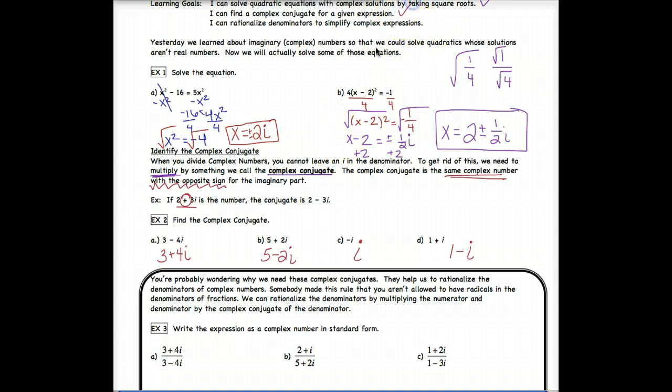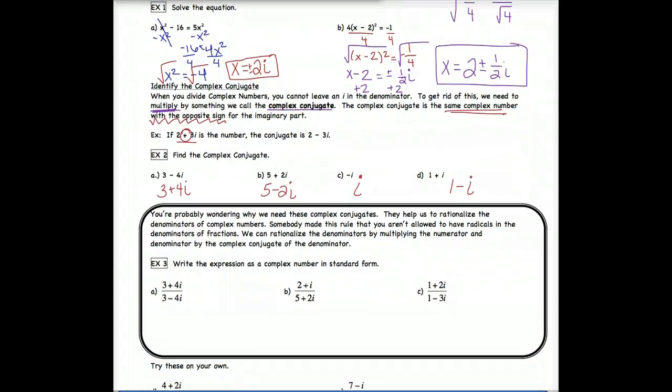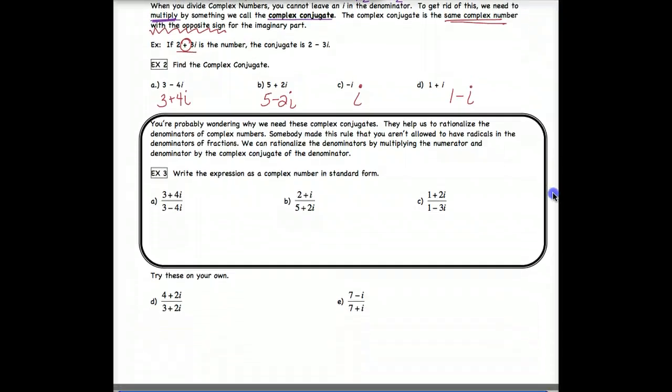So that's our second learning goal. Hopefully now we can find a complex conjugate. Last goal is to be able to rationalize denominators so that we can simplify those complex expressions. So now that we know how to find a complex conjugate, we need to use that. They help us to rationalize the denominators. So we're going to multiply the numerator and denominator by the complex conjugate.